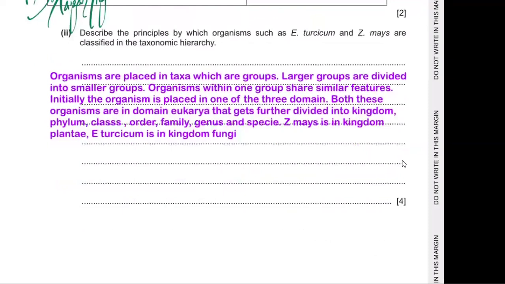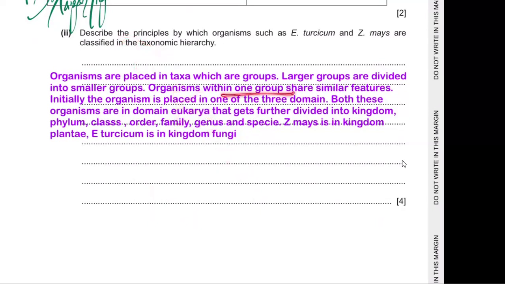Okay. Describe the principles by which organisms such as these are classified in the taxonomic hierarchy. So the taxonomic hierarchy begins with domain, then kingdom, and ends at species. How are these aligned? These are placed in taxa. What are taxa? Taxa are simply groups. These are larger groups that are divided into smaller groups. So domain is the larger group. It is divided into kingdom, which is a smaller group, and so on and so forth.